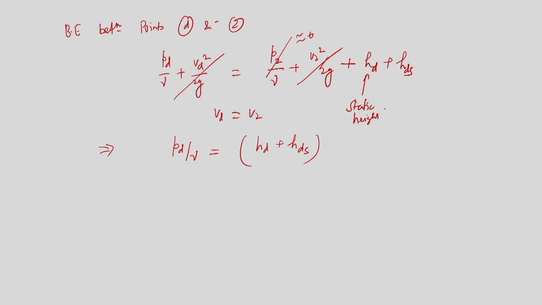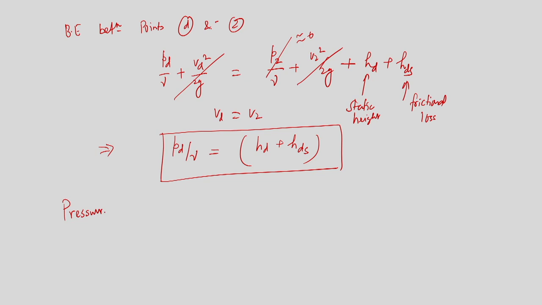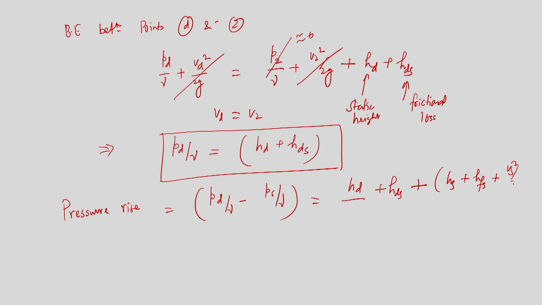and this is the frictional loss. So, PD by gamma is equal to HD plus HFS. So, what is the pressure rise across the pump? Suction pressure we have obtained, and this is the delivery pressure. So, pressure rise is equal to PD by gamma minus PS by gamma, that is equal to HD plus HDS minus PS by gamma. The suction side pressure was negative, so it will be plus HS plus HFS plus VSS square by 2G. So, this is the pressure rise across the impeller. The pressure rise expression is PD minus PS by gamma, and that is given by this expression.